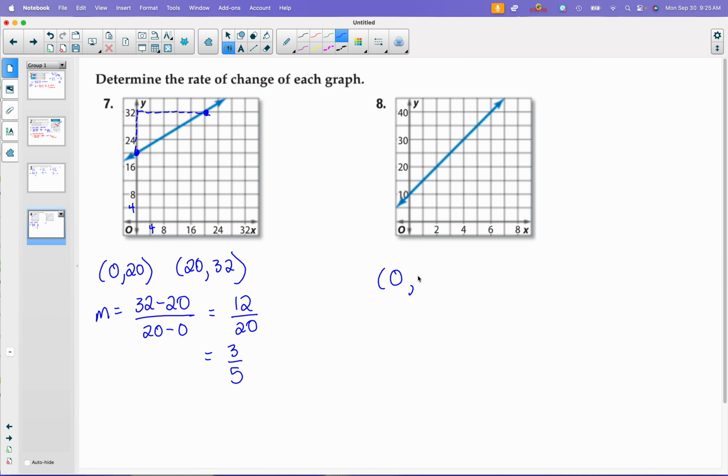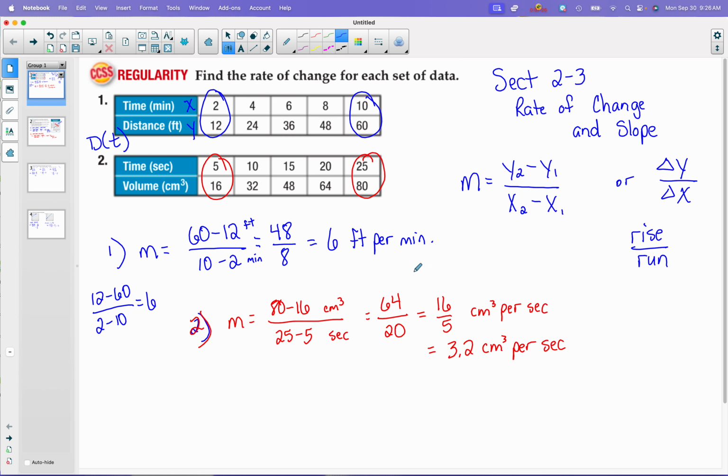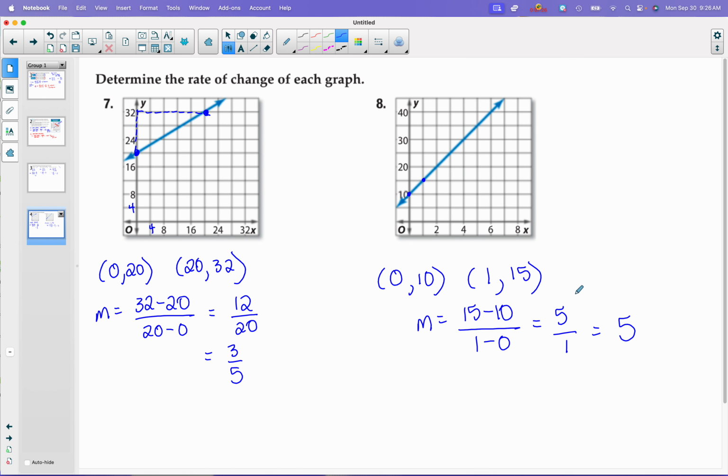So I'm going to write down the point 0, 10 as one of my points. And then it looks like this one I can use just the next point, which would be 1, 15. So then to find the slope, I would take 15 minus 10 over 1 minus 0. So I get 5 over 1, or just 5 for my slope. Notice these don't have units. Like those problems, we needed units for those rates of change, but these we don't because there's no context to these. So that should help you with some of the problems that you are going to be asked to do on your assignment.